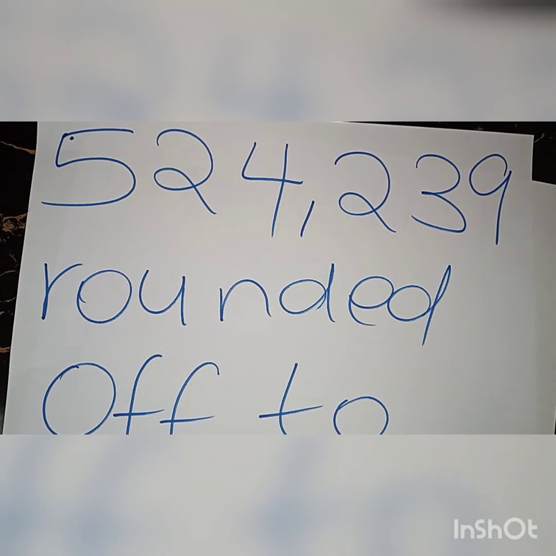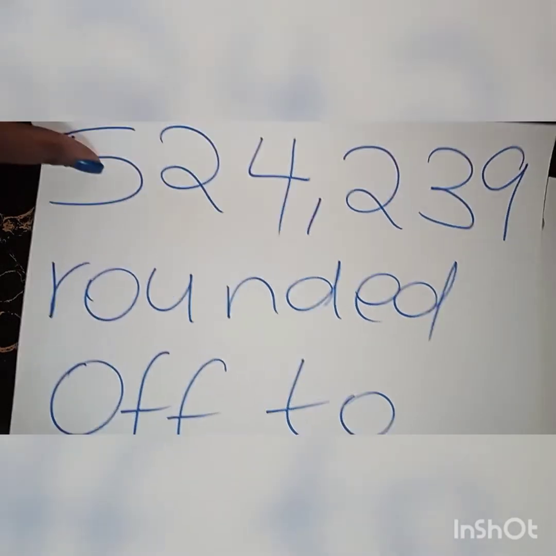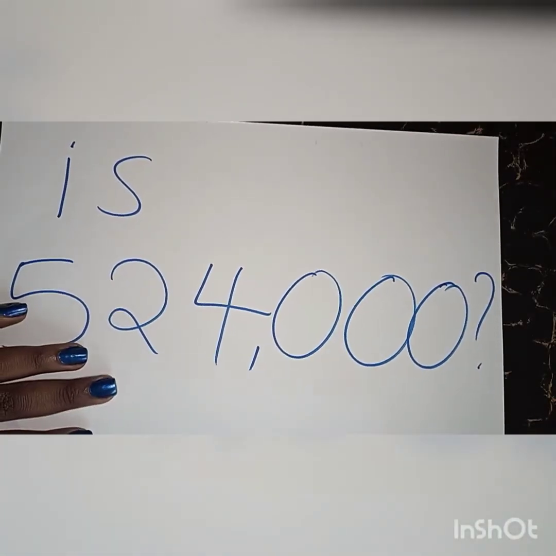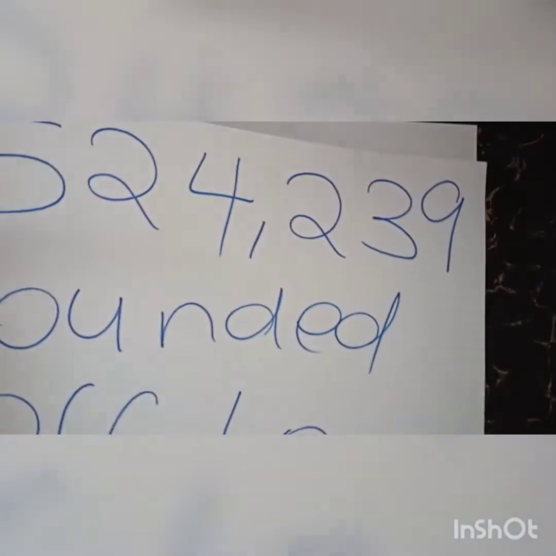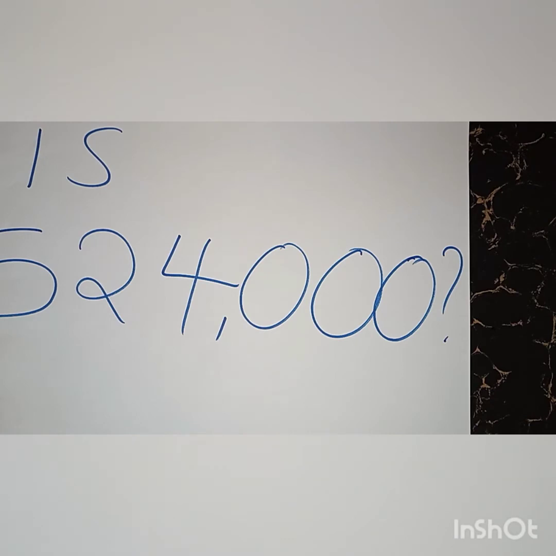Okay, so can you now answer the question? What is this number rounded off to the nearest thousands? Yes, you are right. This number rounded off to the nearest thousands is 524,000. Okay, so when you round off this number to the nearest thousands, you certainly get this number here. That was quite easy, right?